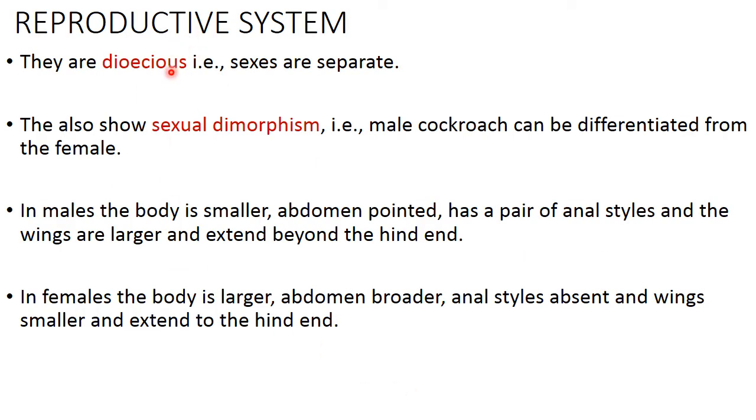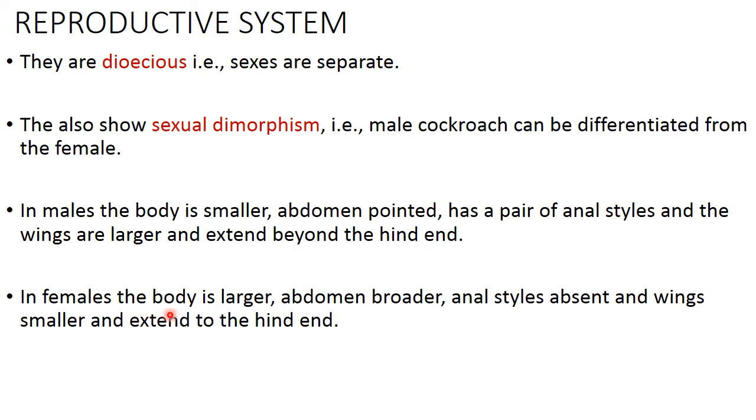Reproductive system: dioecious है, sexes separate है, और sexual dimorphism भी दिखाता है. That means we can differentiate the male from the female. अब males में क्या है कि body smaller है, abdomen pointed है, narrow है, and it has a pair of anal styles हैं जो absent है females में. Wings are larger, और जब at rest होता है जो leathery wings है, tegmina है, that is going to extend beyond the hind end, उसके बाहर भी निकलेगा.